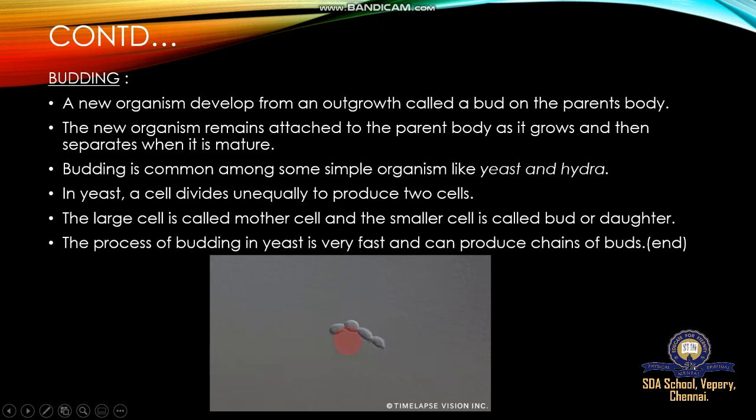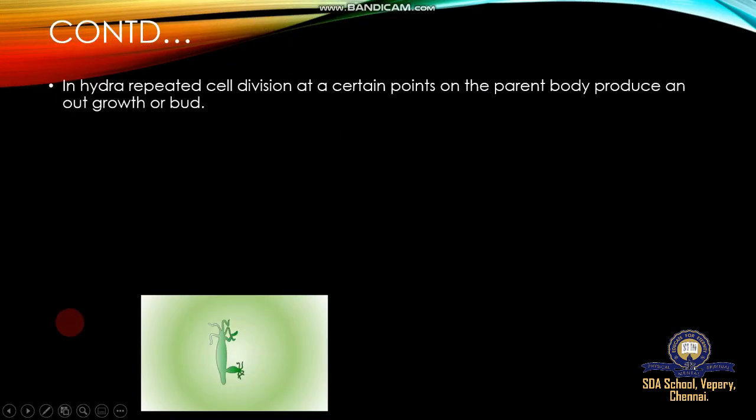Every cell is going to divide one by one and again divide more, so chains of cells are developed during budding in yeast. Yeast is a one-celled fungus, and this fungus reproduces by budding.